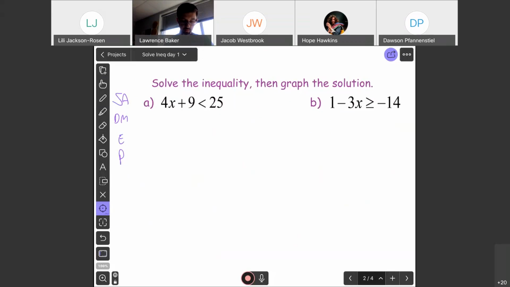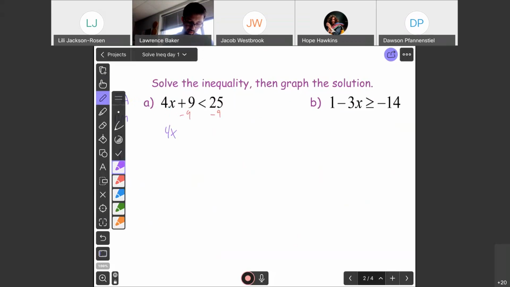So, all right, I'm going to get rid of that 9 first, since it's the subtraction addition side of things. So I get 4x is less than 16. And divide both sides by 4. So that's the division multiplication step. So x is less than 4. Okay.